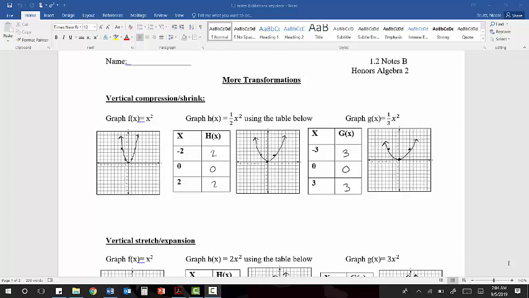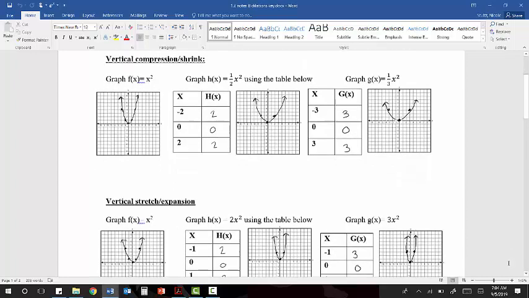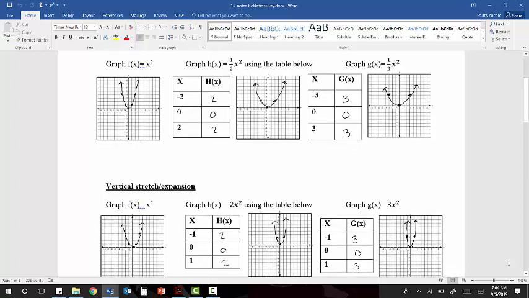Since there was already a video describing the vertical compressions, shrinks, or stretches, expansions, etc., I'm just going to go through these examples and show the answers to them. So for this one, if you made the table, you should have gotten these points, and then if you graph the parabola, it looks like it's a little wider. And the same thing with this one, so when you graph this, that's even wider.